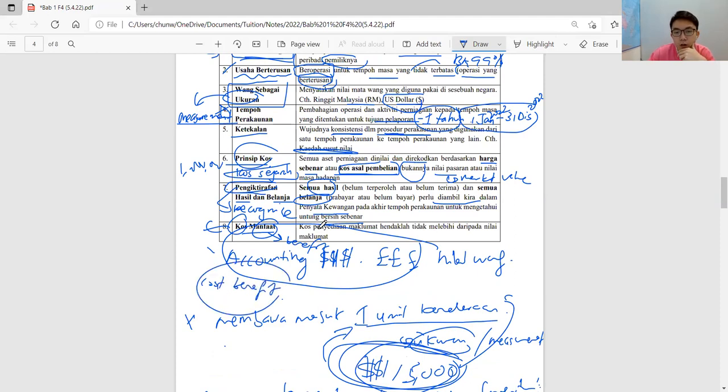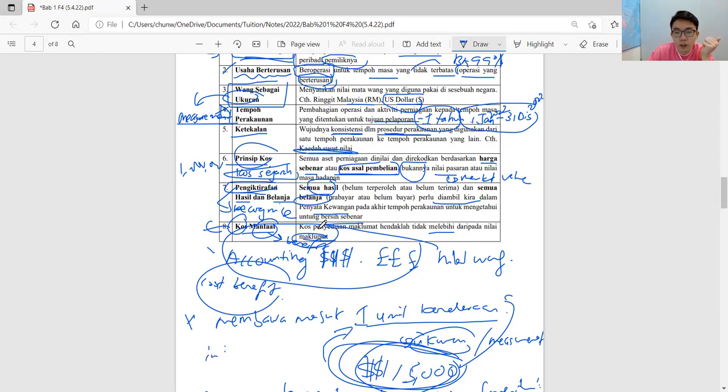So cost benefit ialah cost penyediaan maklumat hendaklah tidak melebihi daripada nilai maklumat. Meaning, when we are preparing something, atau mengumpulkan maklumat, we need resources. We need money to get resources, to get the maklumat, information. And the cost to get this information, cost untuk mendapatkan maklumat ini, tidak boleh melebihi daripada nilai maklumat.